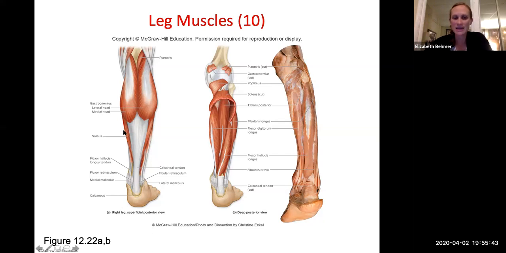Your soleus is also a plantar flexor on the posterior side. It's right below the gastrocnemius. You can see here in the deeper view, the soleus has been cut to show even deeper muscles, but the soleus lies right underneath your gastrocnemius. The gastrocnemius is connected to your calcaneus via the calcaneal tendon, and you can see that there.